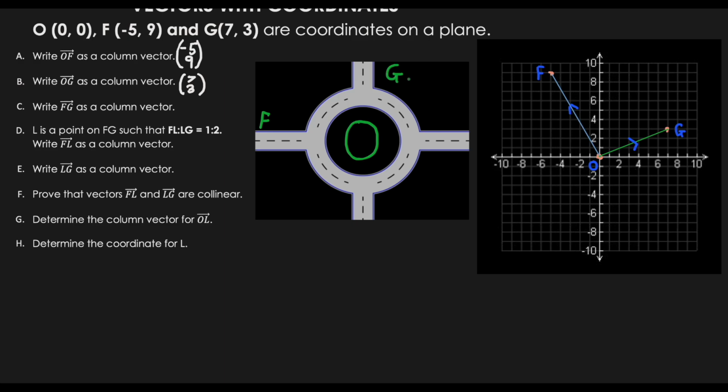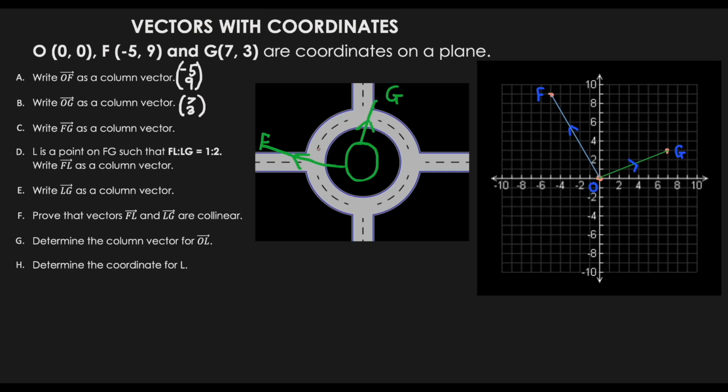Now in order for us to get from F to G, we know that there is a path that goes from O to F, right? Just like we have O to F here. And we also have a path that goes from O to G here. So when we look at this, we could look at it from the perspective of going from F to O, passing through the roundabout.